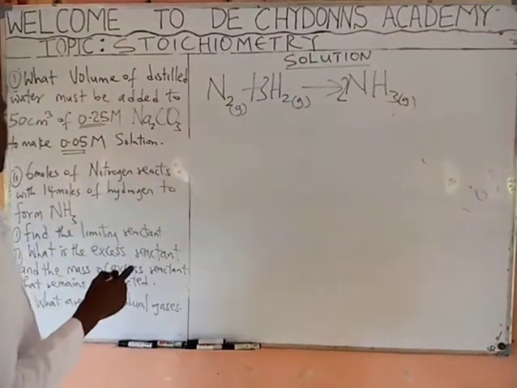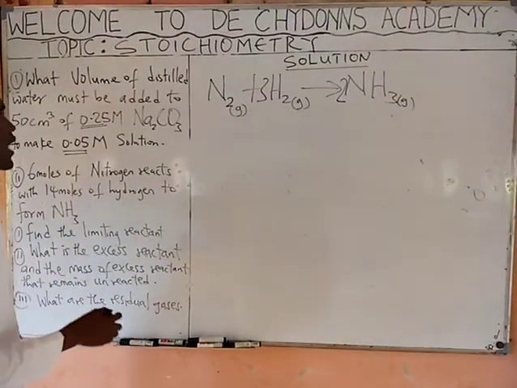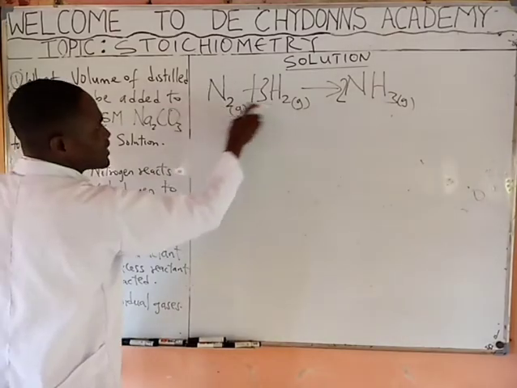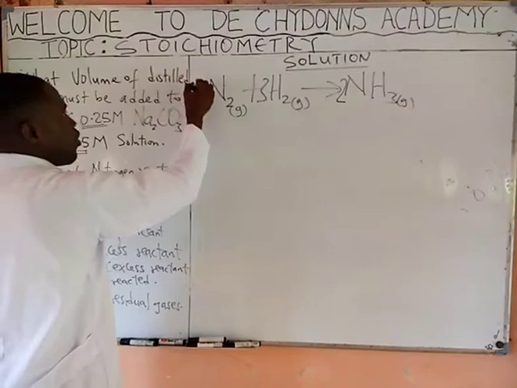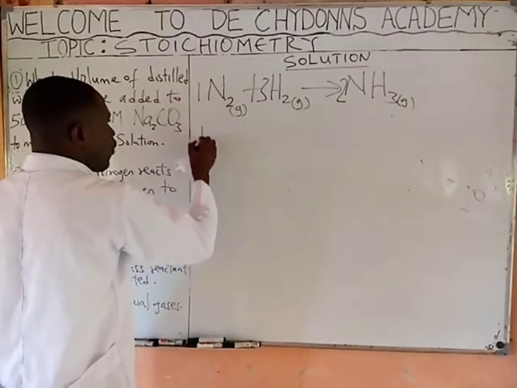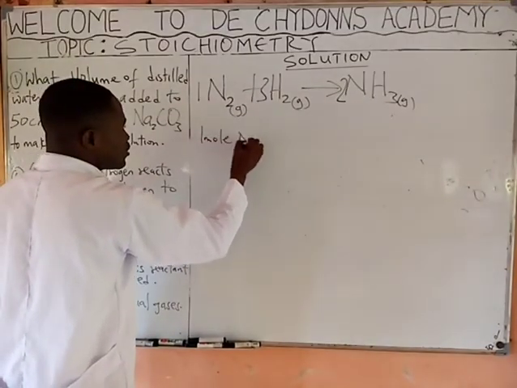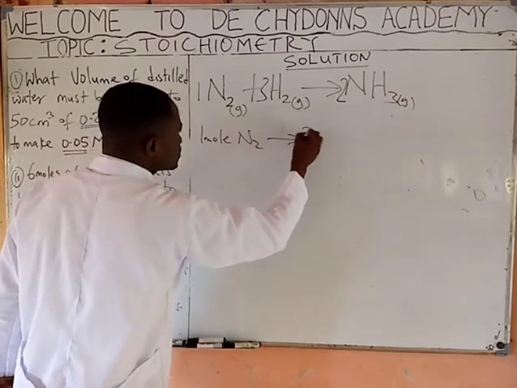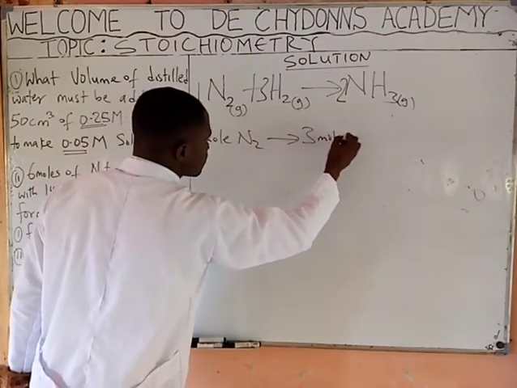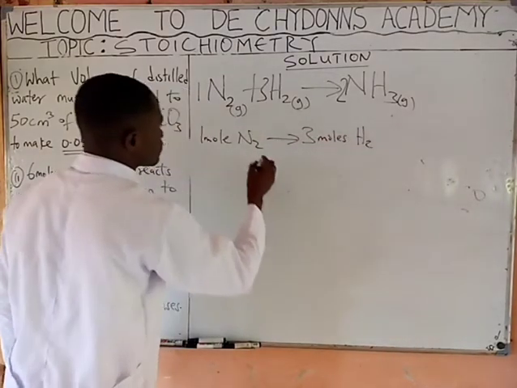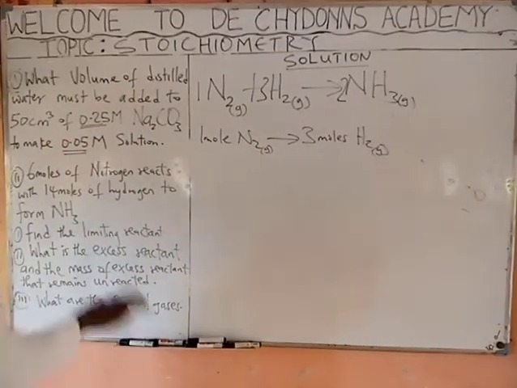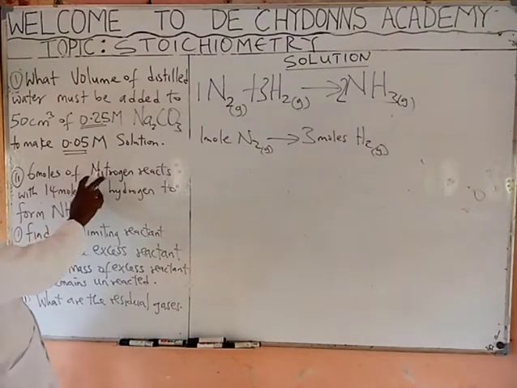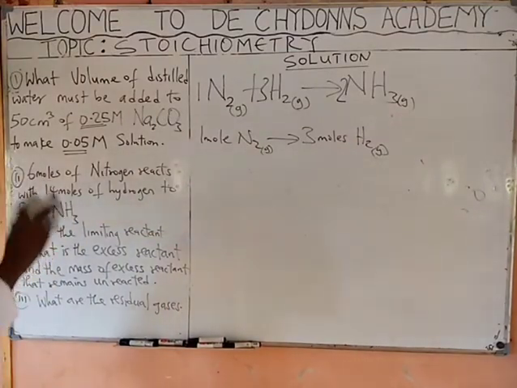From here, for us to get the limiting reactant, we consider only the reactant side. Here 1 mole, here 3 moles. 1 mole of nitrogen reacts with 3 moles of hydrogen. Okay? Now in the question, 6 moles of nitrogen is what they reacted with 14. Now I want to check.